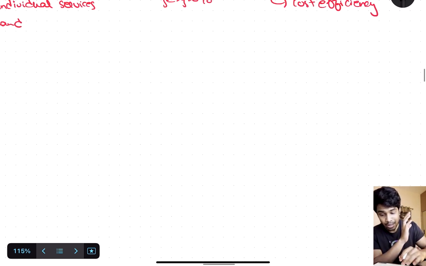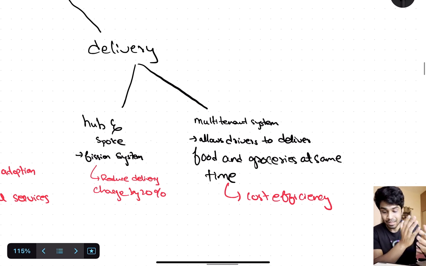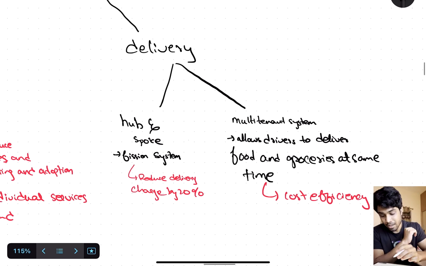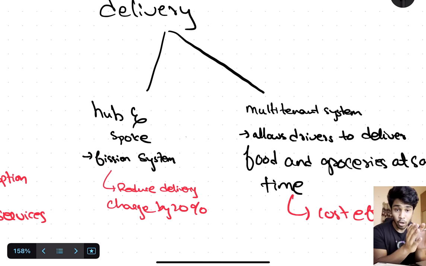But what innovation did Swiggy bring in this delivery and supply chain? The first thing is the hub and spoke model for delivery and an efficient system. This reduces the delivery cost by 20% per order, and that is a significant cut in price and cost. So what is this hub and spoke? Instead of having one delivery partner assigned to your order, there'll be two delivery partners.